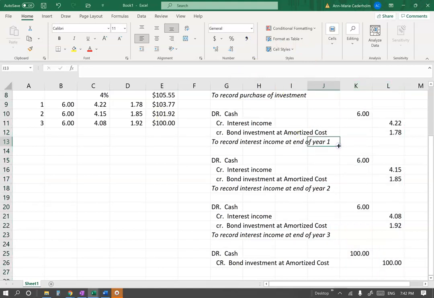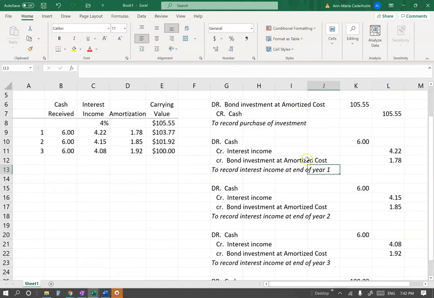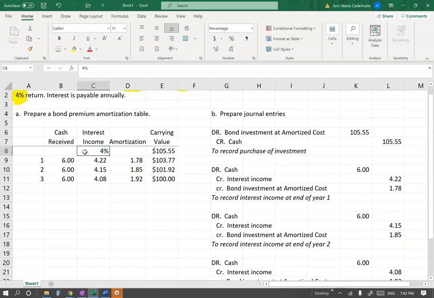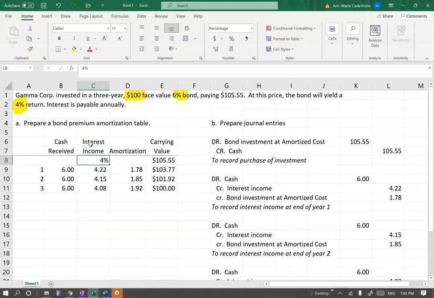So essentially, throughout this contract, we are receiving the market rate of 4%, even though contractually the bond is paying interest payments of 6%. So we can see that we paid more upfront and then received less at the end. And that's because this bond was sold to us at a premium.